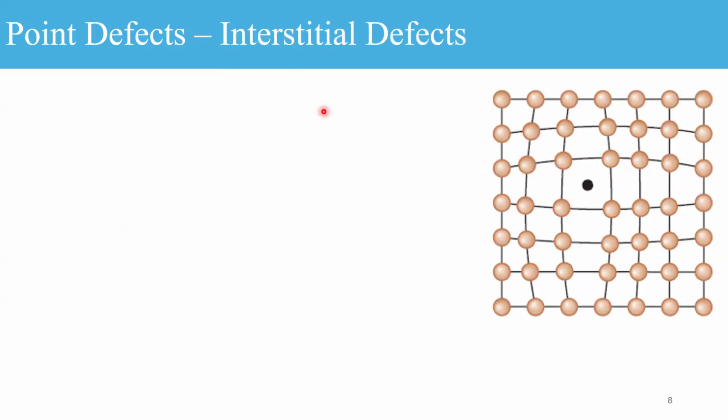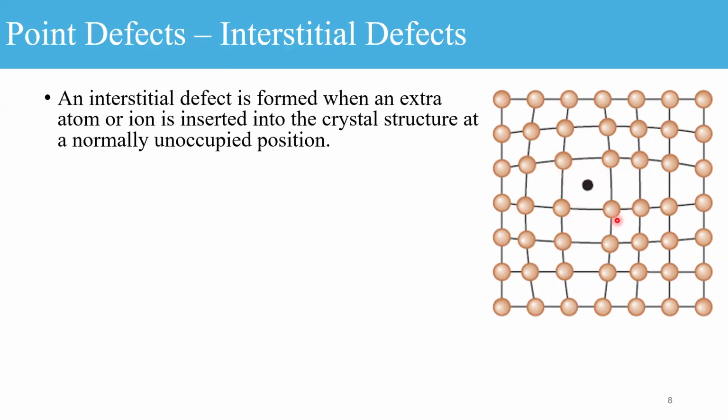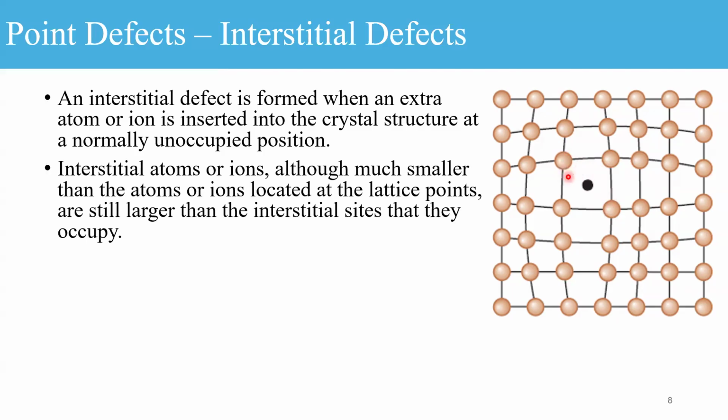The other defect is the interstitial defect. So you can see the extra unwanted atom in a region which is not in the crystal structure. This type of interstitial defect is formed when an extra atom or an ion is inserted in the crystal structure at a normally unoccupied position. For example, these spaces between the atoms are normally unoccupied by any kind of atoms or ions. But when you get an undesired atom or ion here, then that is an interstitial defect.